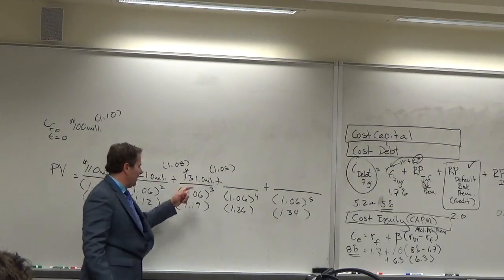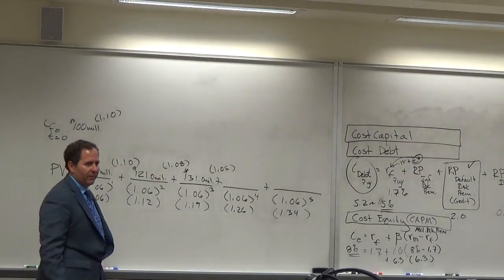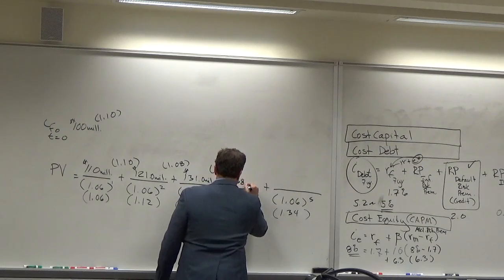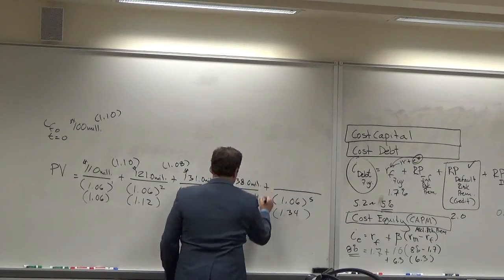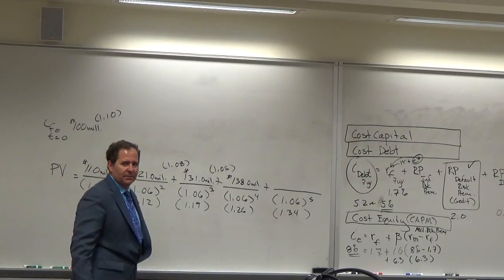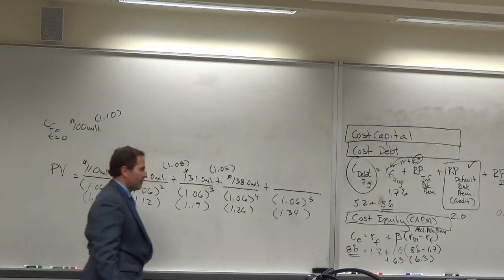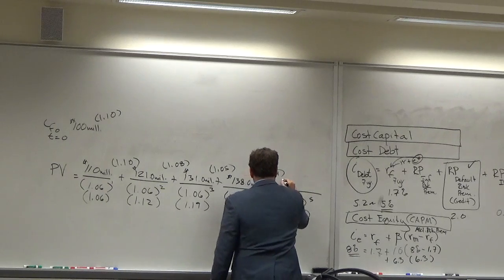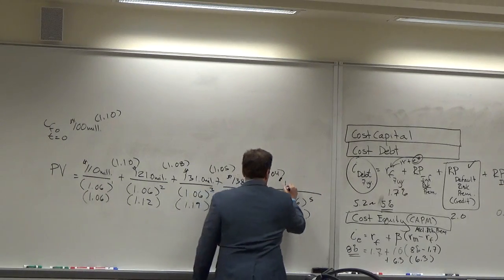And then what's 131 times 1.05? 138. Okay. Yep. And then what about from 4 to 5? 4%. 1.04. And what's the number? 144.